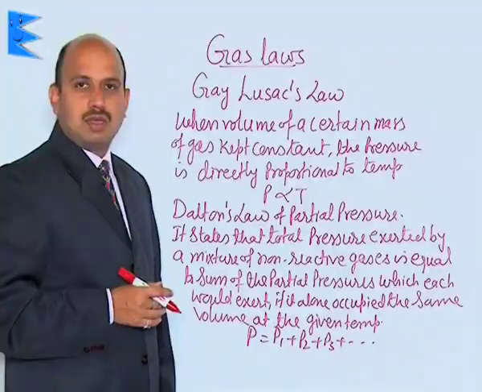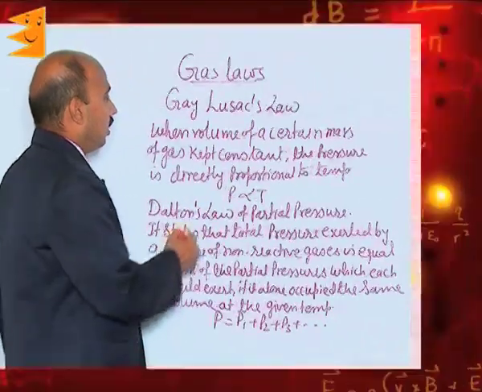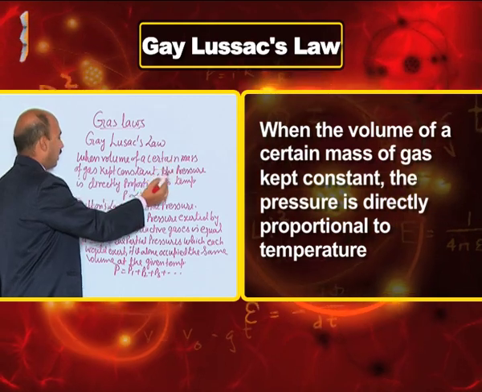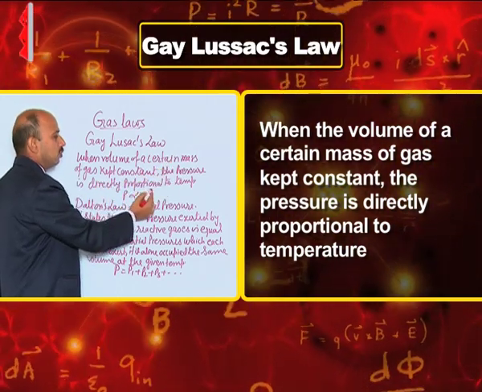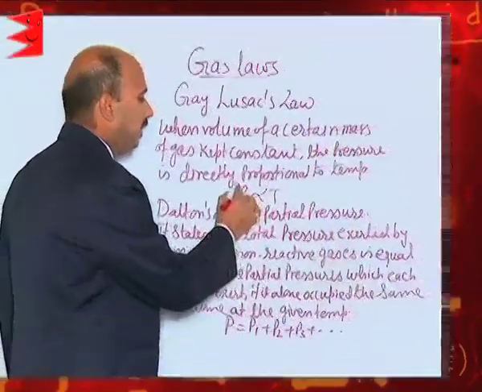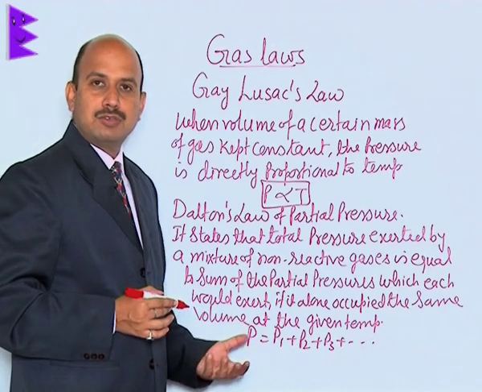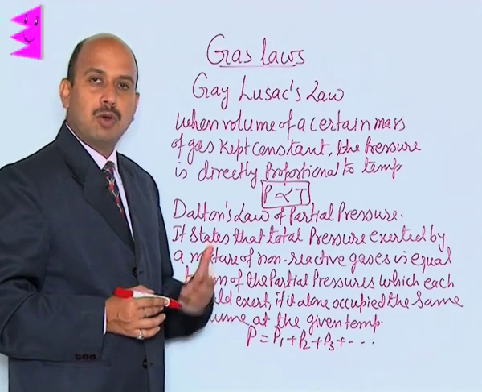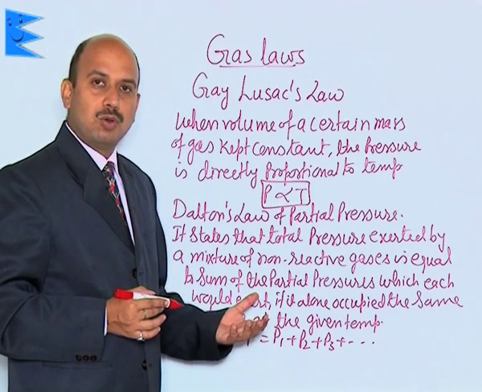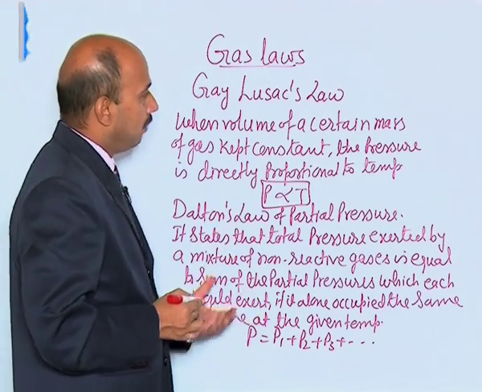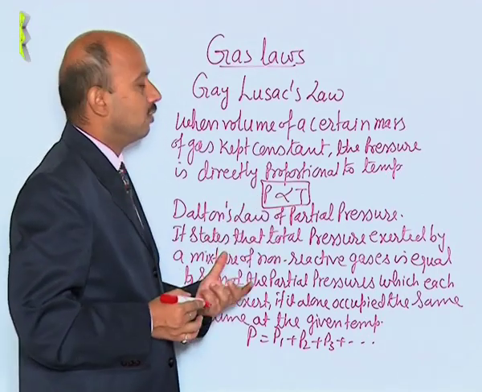Now see here, the third one is Gay-Lussac's law. When the volume of a certain mass of gas is constant, the pressure is directly proportional to temperature, that is P is proportional to T. So we have seen PV is constant when temperature is constant, that is Boyle's law. In Charles law we have seen V is proportional to T when pressure is constant, and third one is, when the volume is constant, P is proportional to T, that is called Gay-Lussac's law.